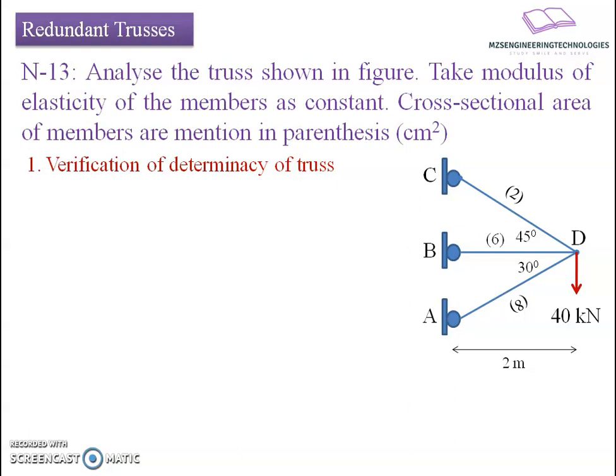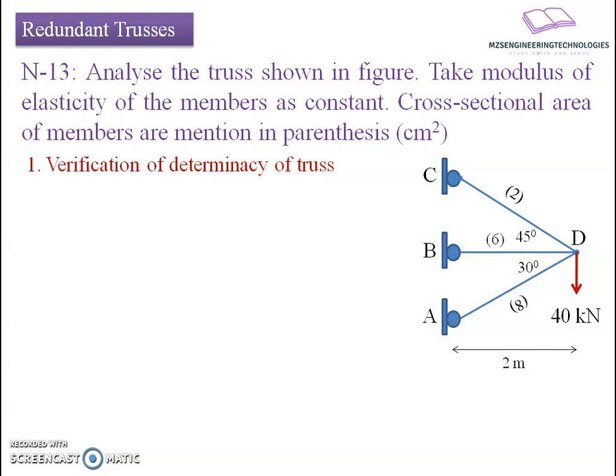The given frame is an open-ended frame which has roller supports at joints A, B, C, whereas joint D is a common joint which connects member CD, member BD and member AD. Cross-sectional area of member AD is 8, of member BD is 6, and of member CD is 2. At joint D, there is a vertically downward applied load of magnitude 40 kilonewton.